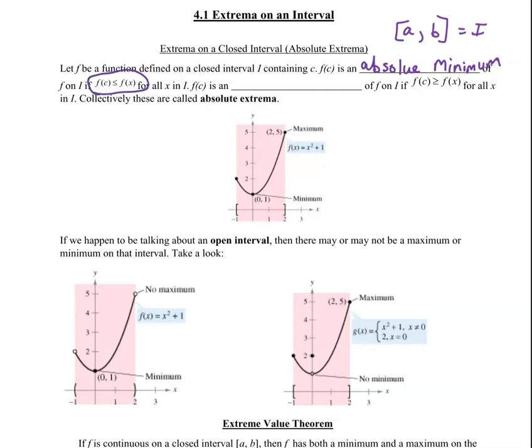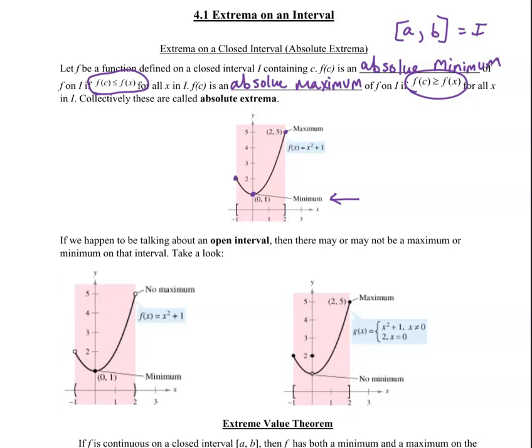If f of c is less than or equal to or below everything else in that interval. That's what we mean. So if f of c, here's the example I've got in this picture. The minimum, this point right here is the minimum on this closed interval because it is the lowest in terms of the y values. It's the lowest in that closed interval. Likewise, f of c is an absolute maximum in the interval if the opposite is true, if f of c is greater than all the other values in that given interval. Collectively, we call these absolute extrema.